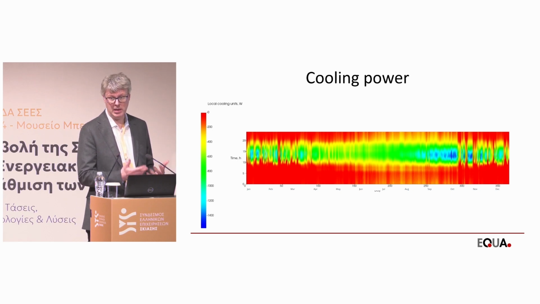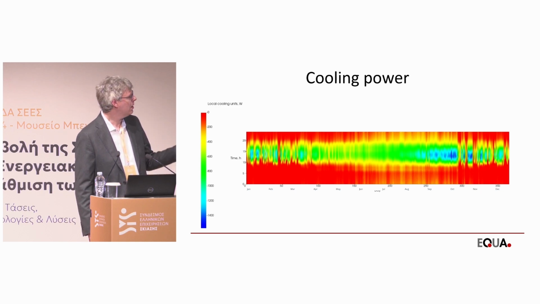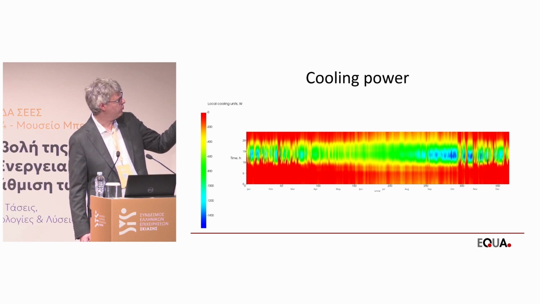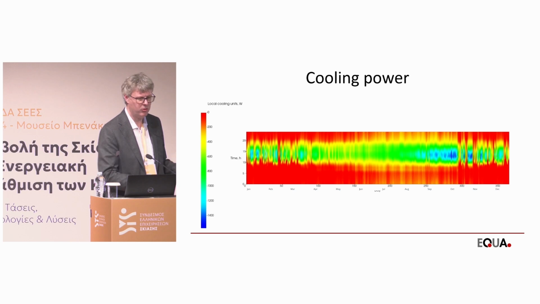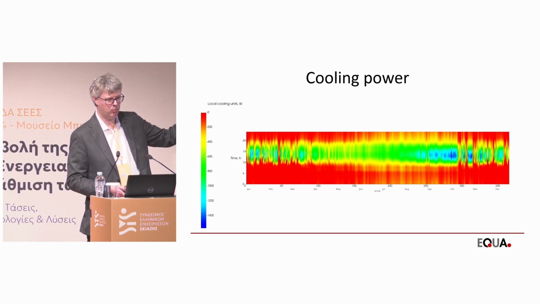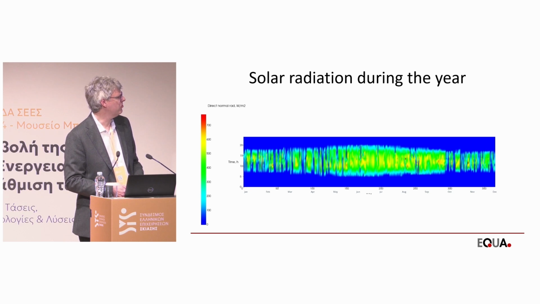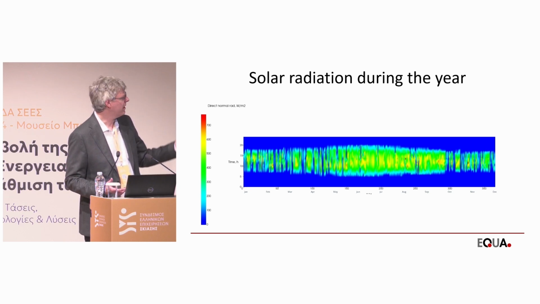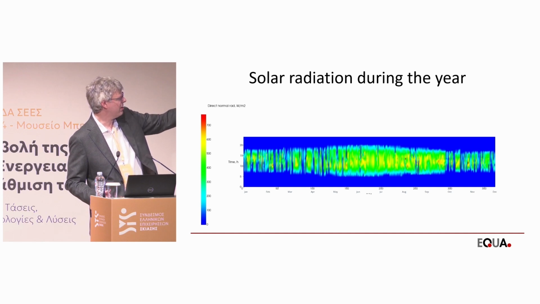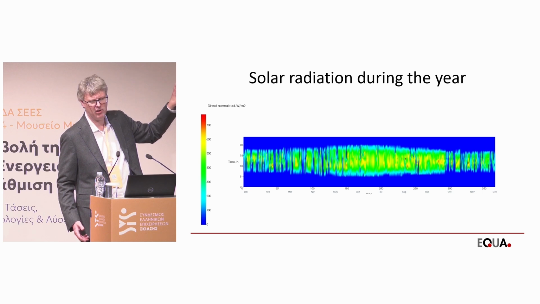Surprisingly enough, at least for me, since I usually don't design buildings in Greece, the cooling need is quite substantial in the middle of the day, quite late in the seasons, autumn. And as you remember, the temperature was warmest during the summer, and the reason for this is due to solar radiation. So if we look at the solar radiation, this is the direct solar radiation, it is the largest in the middle of the summer.